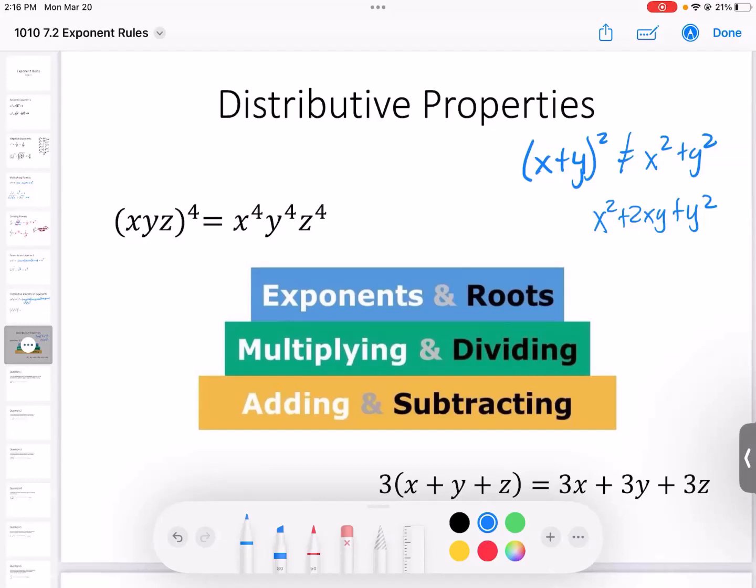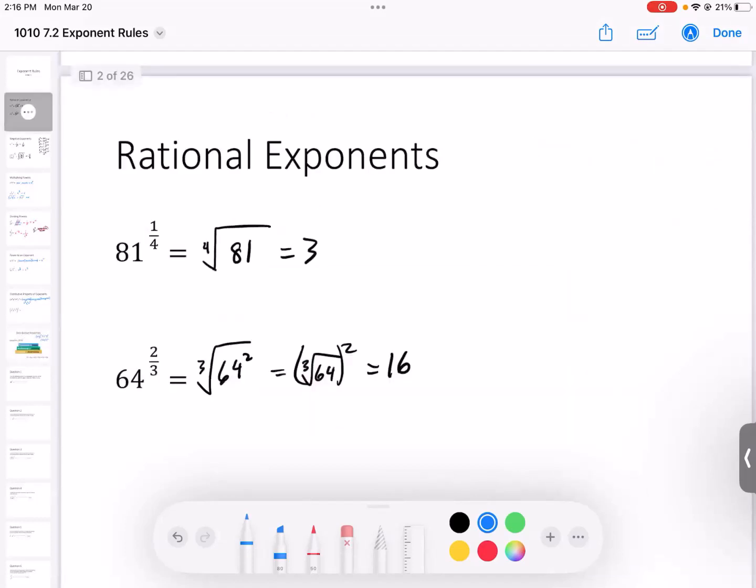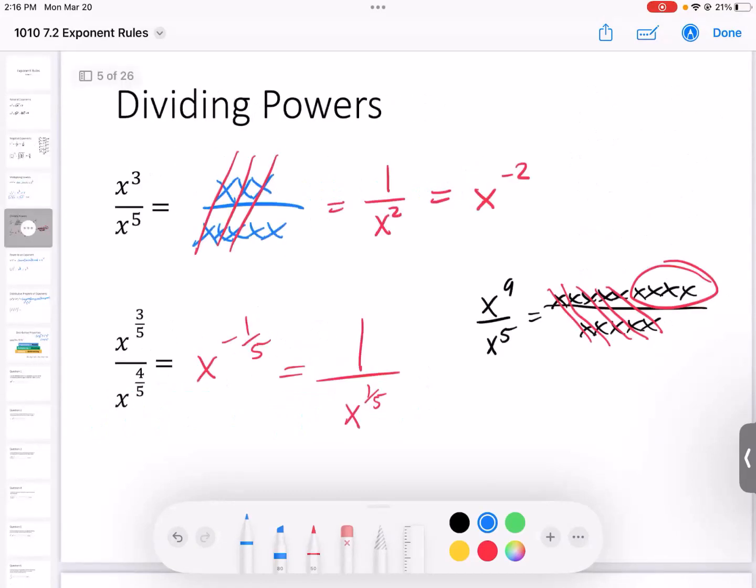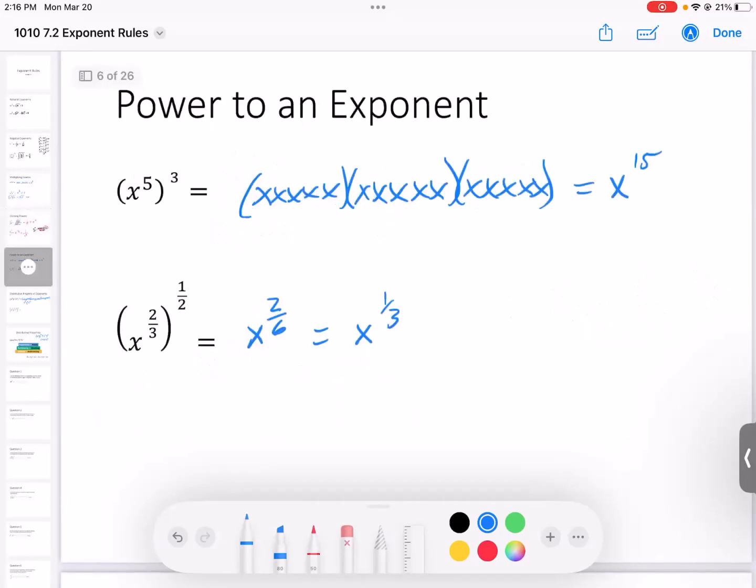Okay, so that's actually it. Those are the only things you need to know for the lesson. So you've got negative or fractional exponents make roots, negative exponents make reciprocals. Multiplying powers means you can add the exponents together. Dividing powers means you can subtract them. And if you have a power raised to an exponent, you can multiply the exponents. And you can distribute it if you have multiple things raised to a power.